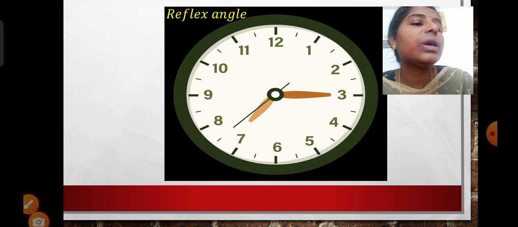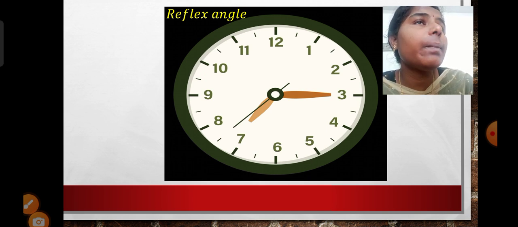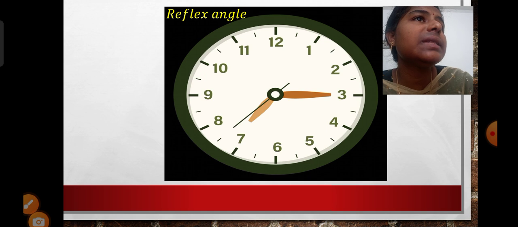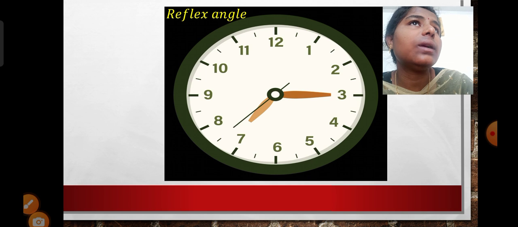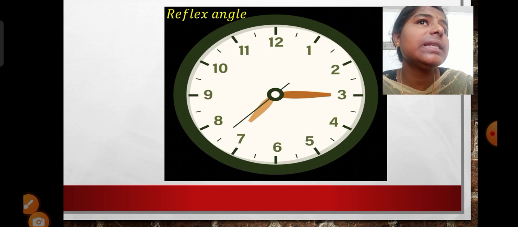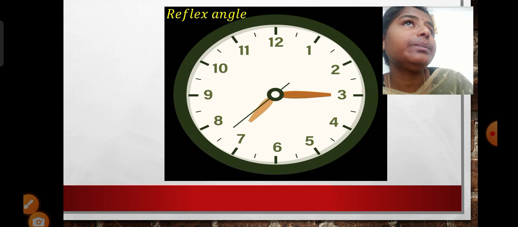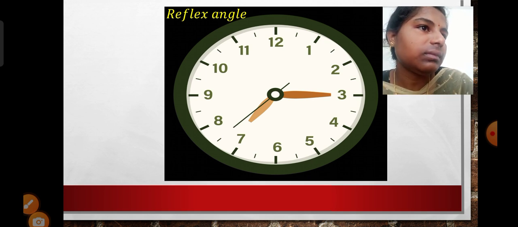Okay. So what are the angles we have seen? Acute angle, that is less than 90 degrees. Then next we have seen right angle. What is the angle whose measure is exactly 90 degrees? That is a right angle. Then third we have seen obtuse angle. It should exceed 90 degrees but be less than 180 degrees. That is called an obtuse angle.